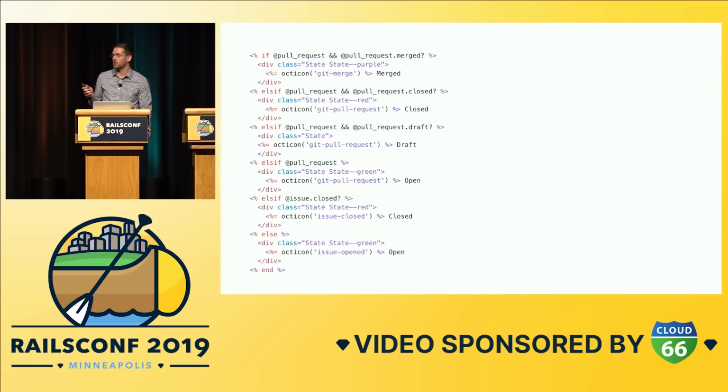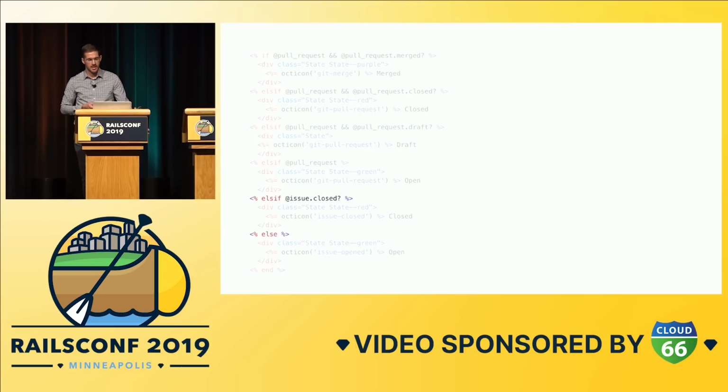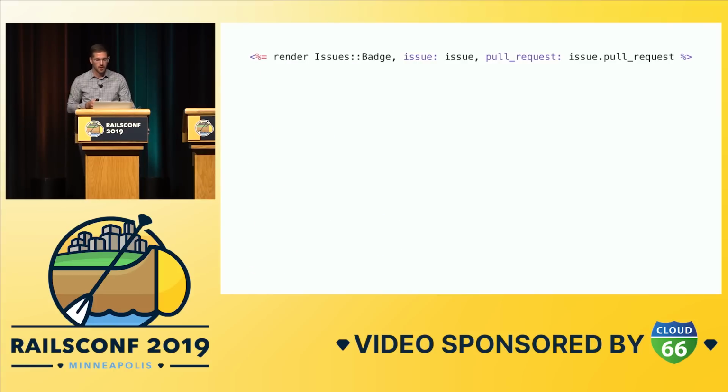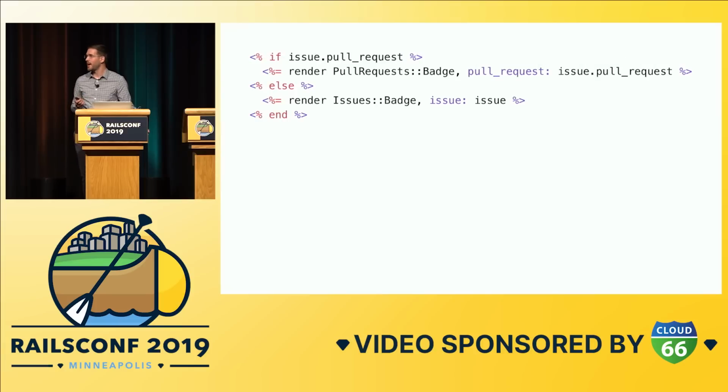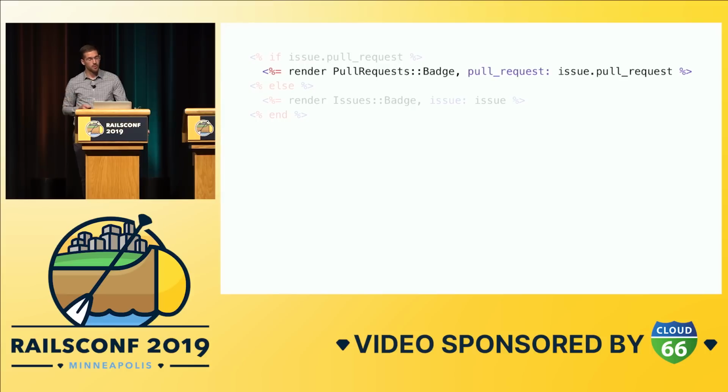But you know, something doesn't feel quite right about this template. The first 2/3 handle various pull request states, while the last third handles issue state. It really seems that we have two components here, not one. So since the view that calls our component knows whether it is dealing with a pull request or an issue, how about we split this out into two components and let the view pick which one to use? You know, that's not so bad. Based on whether the issue has a pull request, we can render either the pull request badge or the issue badge.